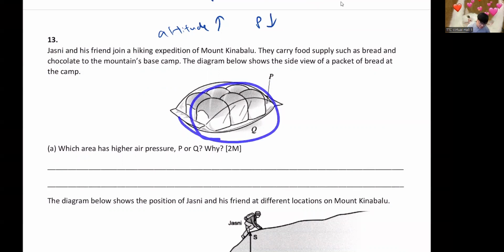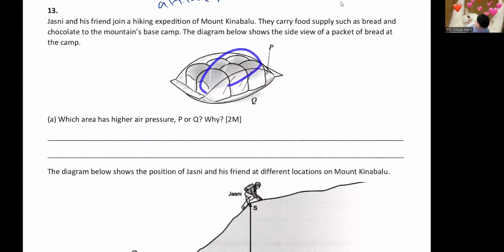So what happens here? At the mountain base camp, you should have the same pressure, because this packet of bread is made on the ground. Let's say the factory, let's say this is Gardenia. The Gardenia factory is on flat ground. When you're at the mountain's base camp, you're also on flat ground. So the pressure is the same. So you don't really feel anything. It's the same.